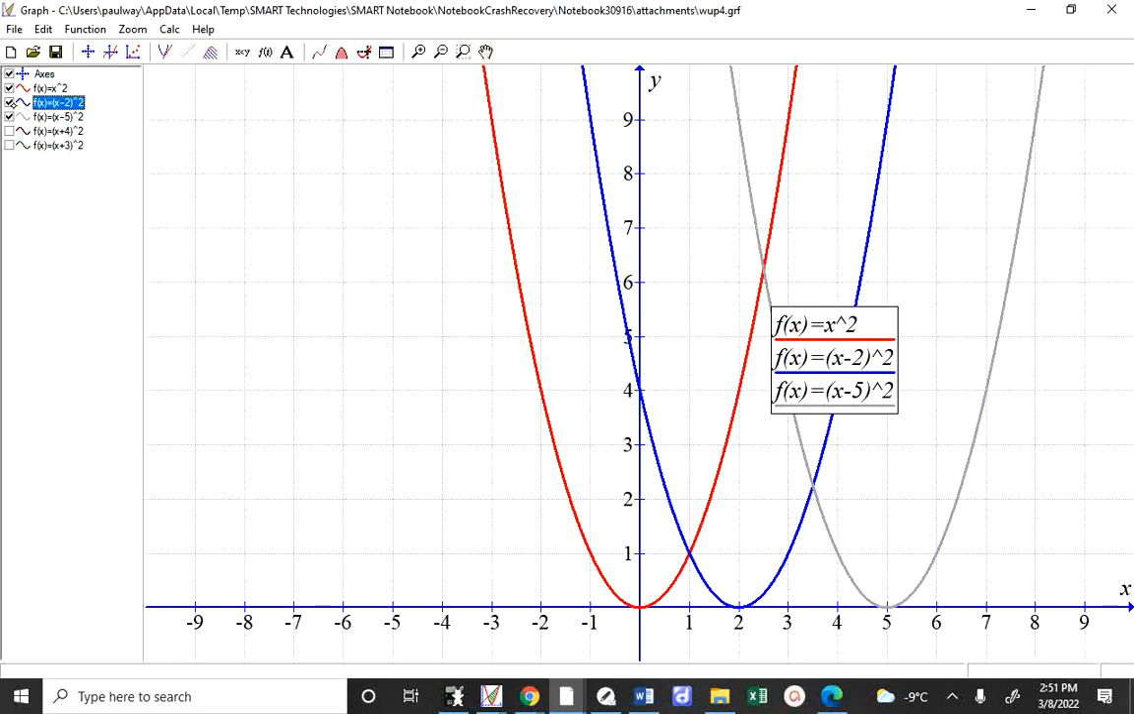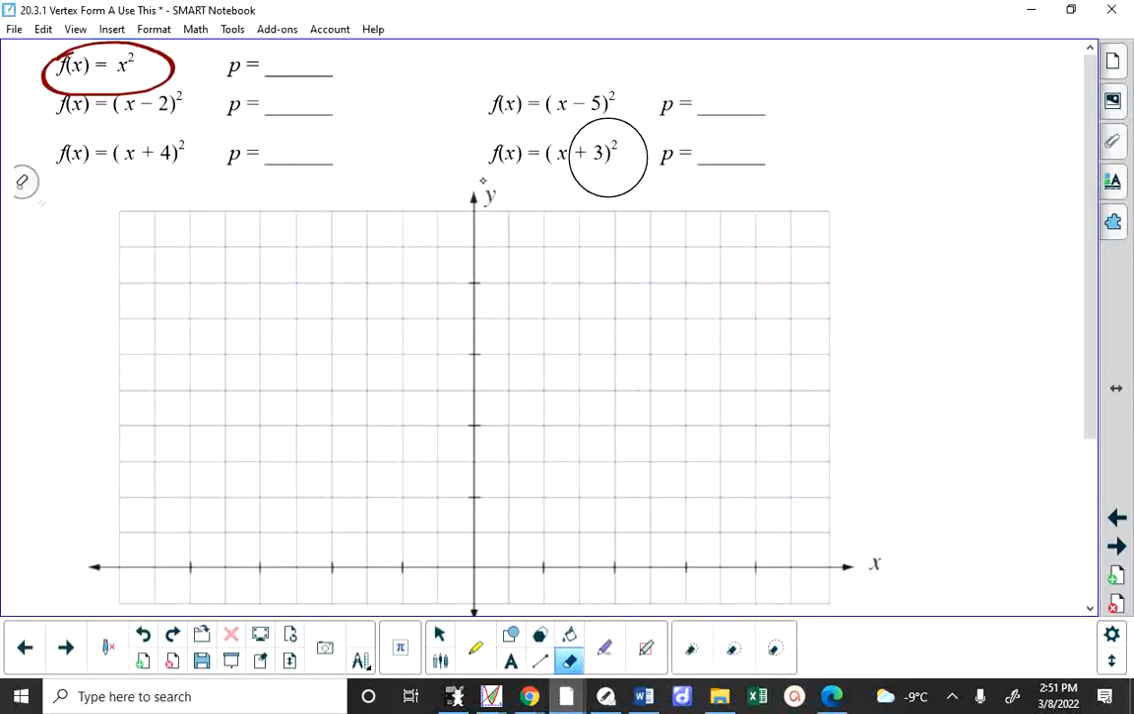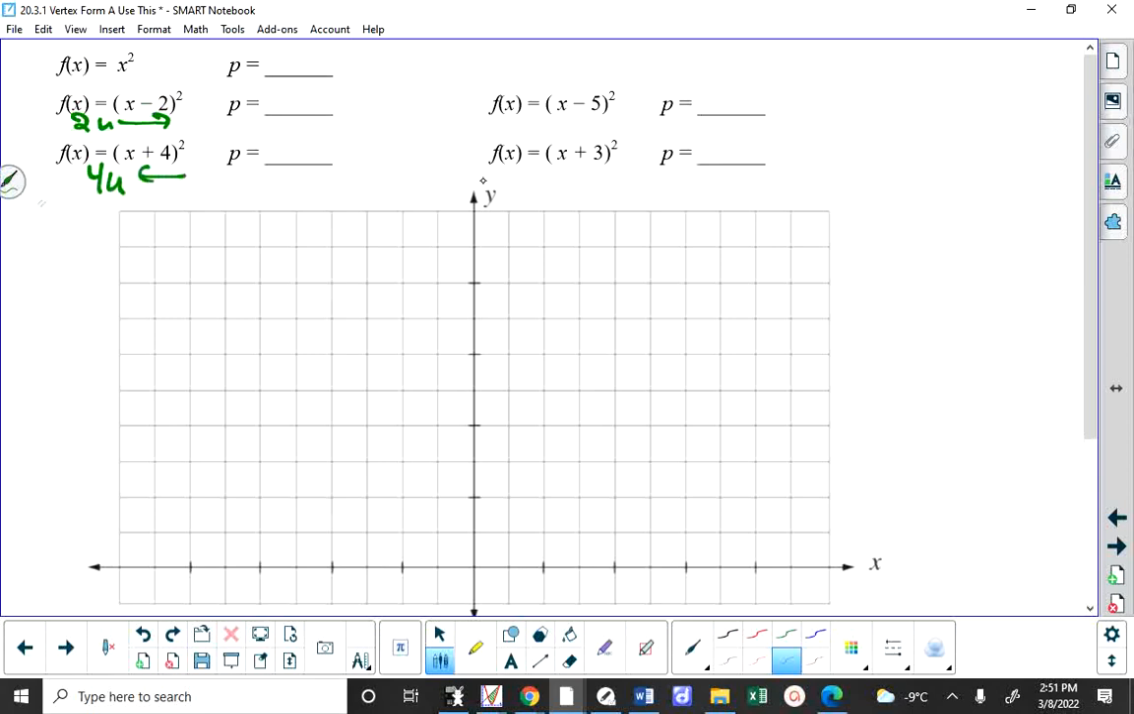And for completeness, x minus 2 shifts 2 units to the right. Let's over here in our notes make a note that x minus 2 shifts 2 units to the right. (x plus 4) squared shifts 4 units to the left. You're getting the pattern here. If it's x minus, it shifts to the right. And if it's x plus, it shifts to the left. When it was x minus 5, it shifted to the right 5 units. And when it was x plus 3, it shifted to the left 3 units.